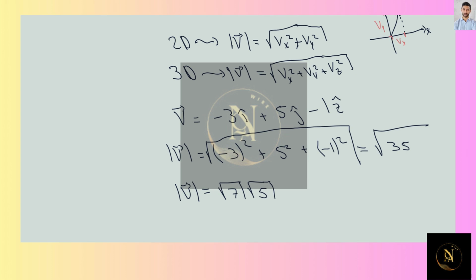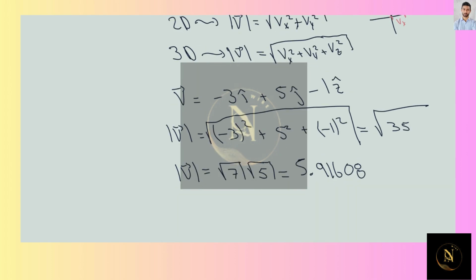Which you can compute directly in any calculator. This is square root of 35, it's the same thing. So in this case, the size of the vector would be 5.91608. The units are going to depend on what type of vector you have, what is the coordinate axis that you're employing.